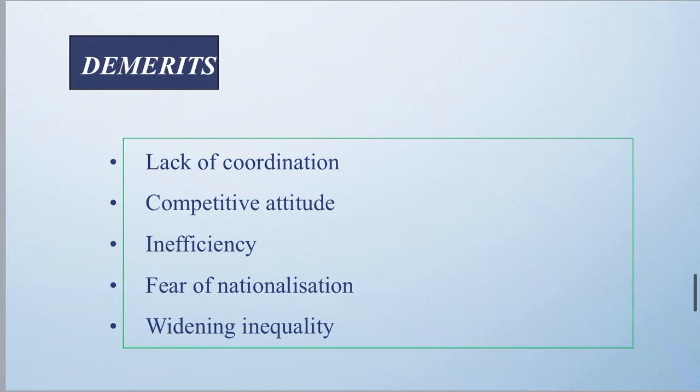Last one, there is fear of nationalization. Fourth point, fear of nationalization. In a mixed economy, the fear of nationalization discourages the private sector. Suddenly the government says, here, all these companies, I am going to take it over. Like how they took over all the banks. 14 banks were nationalized in 1969.